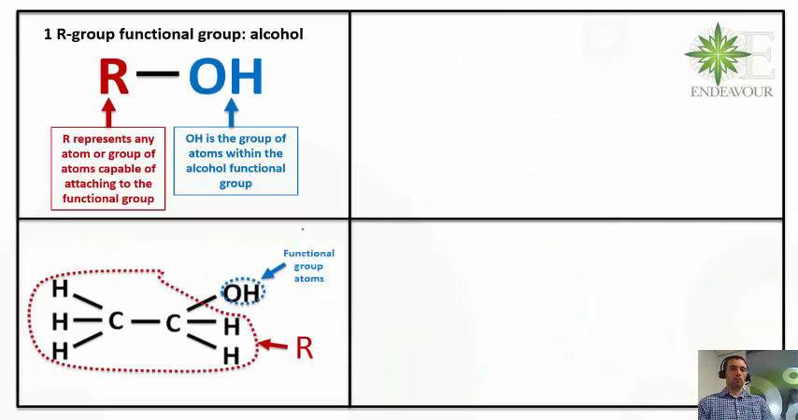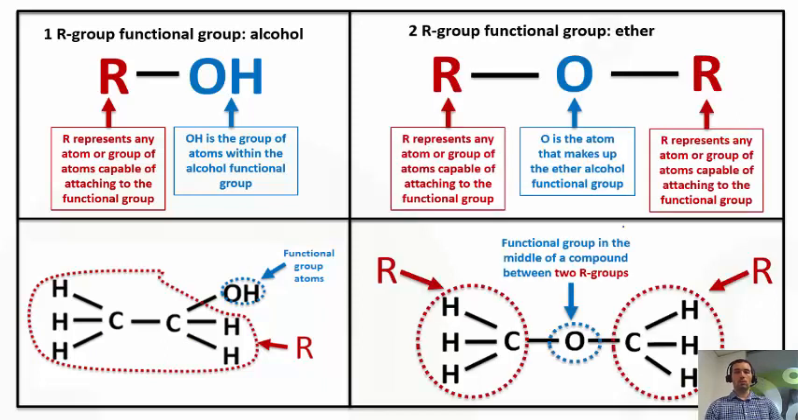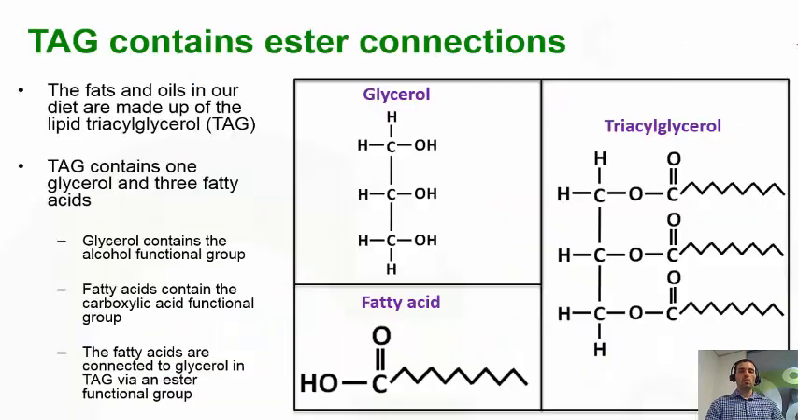So here we can see an example of a 1R group compound where we've got the alcohol up top and the rest of the compound is considered the R group. Whereas for the ether, we've got the oxygen atom in the middle and R groups on either side. So let's have a look at how this 2R group functional group is actually allowing the connections within a triacylglycerol compound. So the fats and oils in our diet are actually mostly made up of this lipid called triacylglycerol. And a triacylglycerol is actually a combination of 3 fatty acid compounds and 1 glycerol compound.